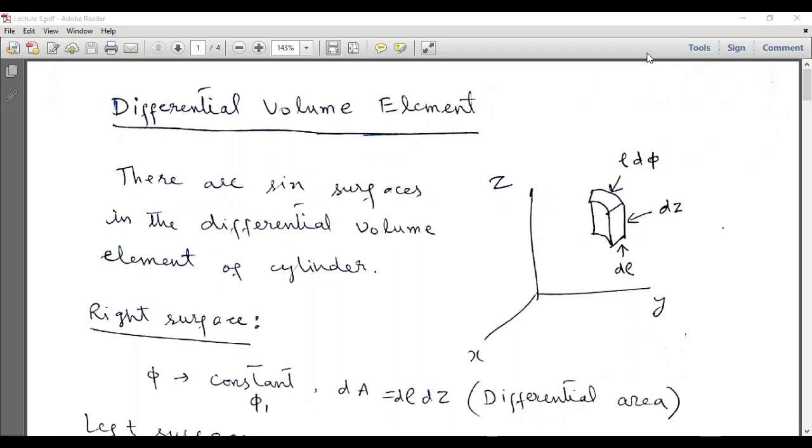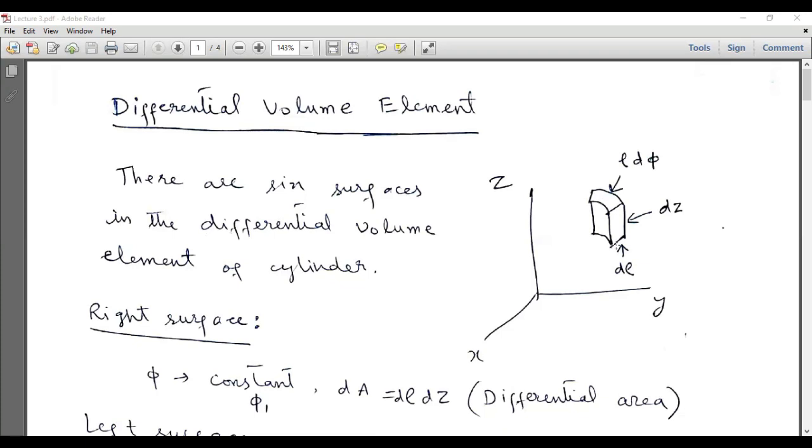So in cylindrical coordinate system, any point can be represented over the surface of a cylinder, and the differential volume element is basically a broken piece of a cylinder, and it is a small piece which is having the same dimensions and the same symmetry as that of a complete cylinder. But this is a small piece or a broken piece of a cylinder. So in this broken piece or in this differential volume element, there are six surfaces, and the six surfaces can be seen in this figure.